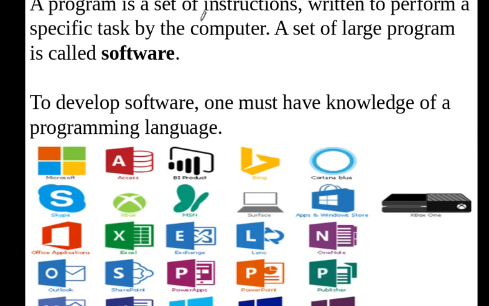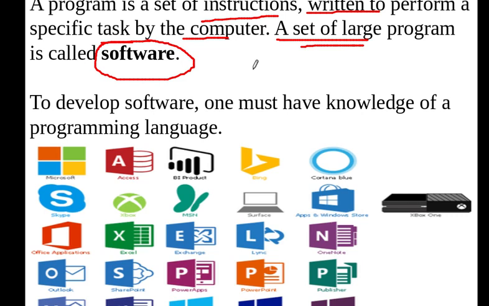A program is a set of instructions written to perform a specific task by the computer. A set of instructions we can call a program, and a collection of programs, or a large program, we can call software. To develop software, we must have knowledge of a programming language. These are all examples of software. This is Microsoft software: Access database and Skype, Microsoft Office applications, spreadsheet, and PowerPoint presentations, and so many applications are there, right? To develop this software we need a programming language, right? That is the case.